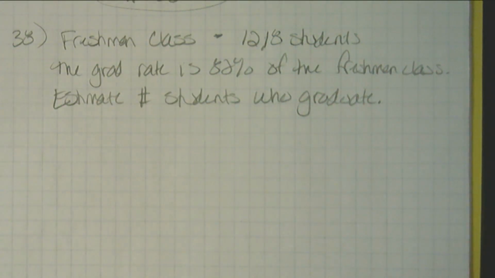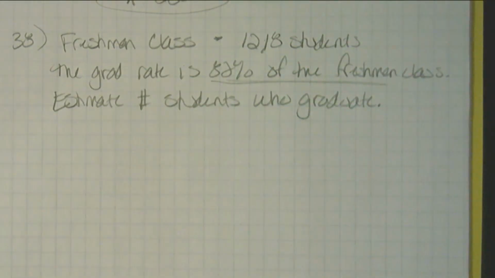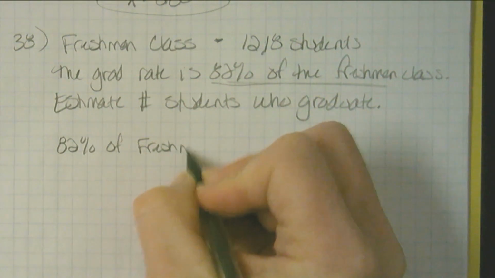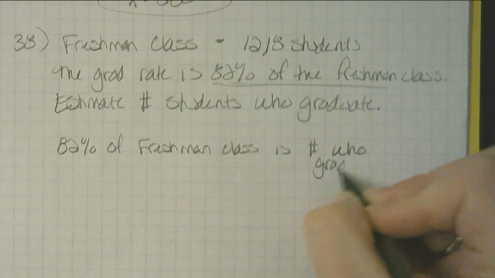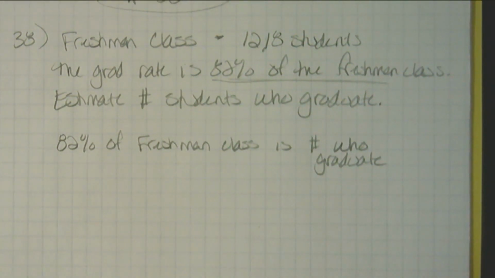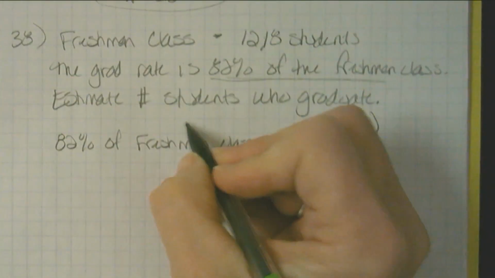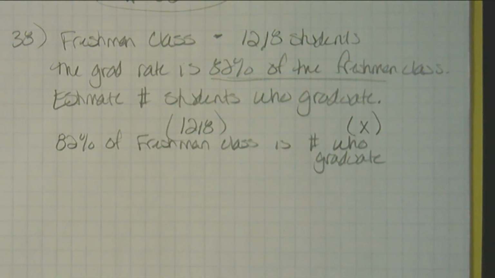All right. So first of all, I'm going to set up a percent sentence using exactly that 82%. Always start with the percentage of. All right, so somebody write that sentence for me. Matthew? Excellent. So 82% of the freshman class is the students who graduate, or the number who graduate. All right, I don't know the number who graduate. There's my X. I know that I have 1,218 students. That's my freshman class.